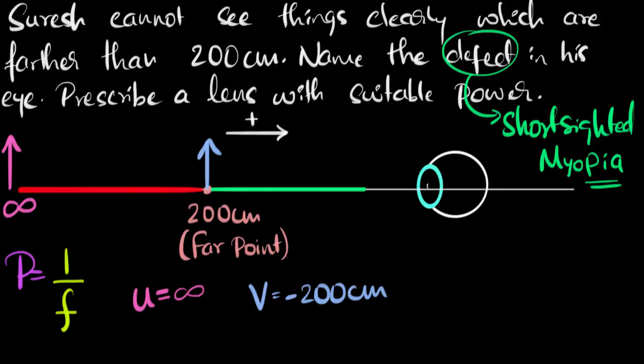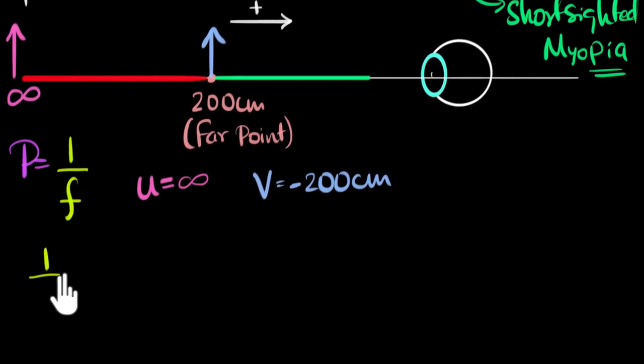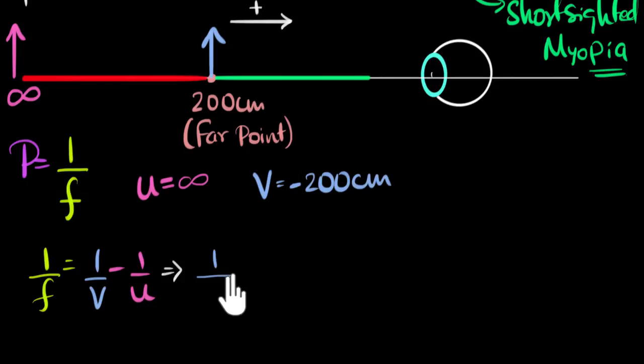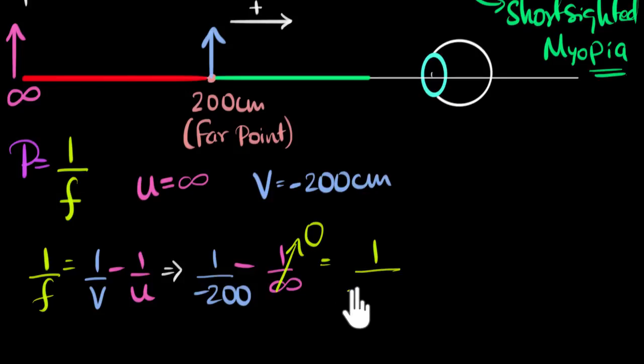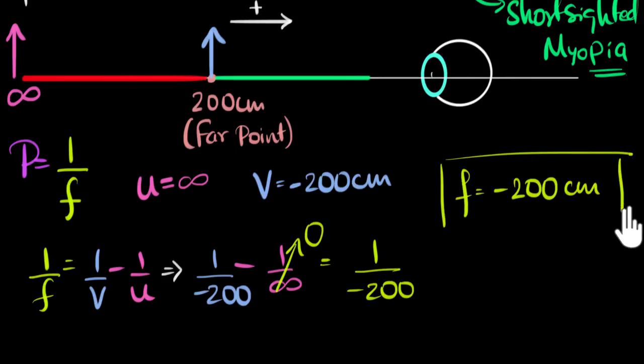And so if you use our lens formula now, so let me just go down over here, start using lens formula. So lens formula is 1 over f equals 1 over v minus 1 over u. So if we substitute, we will get 1 over minus 200 minus 1 over infinity. And 1 over infinity is 0. So all we get is 1 over minus 200, which means the focal length is negative 200 centimeters. That's the focal length.